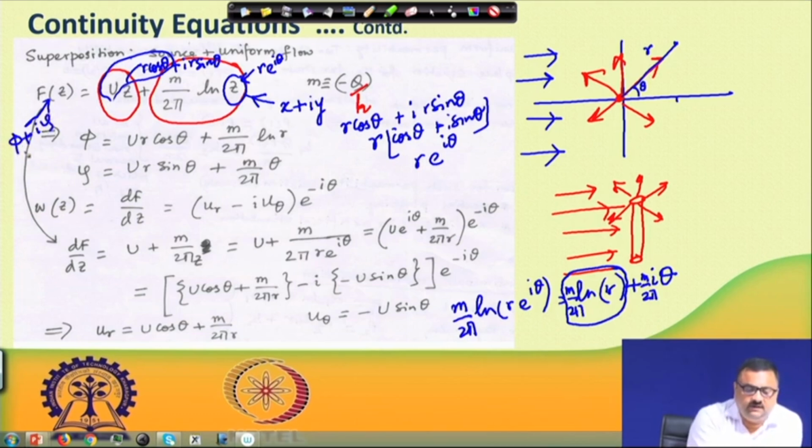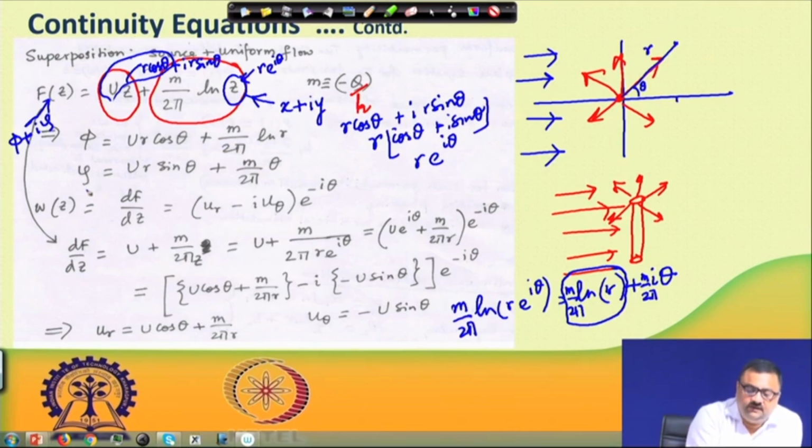Basically, this f z is equal to phi plus i psi. So, the real component has to be equated with the real component, the imaginary component has to be equated with the imaginary component. So, the real component is phi, and this phi has to be equal to u r cos theta. This is the real component arising from the uniform flow, and m by 2 pi ln z is this one. So, this is the real component arising from the source. So, that is why phi is written as u r cos theta plus m by 2 pi ln r.